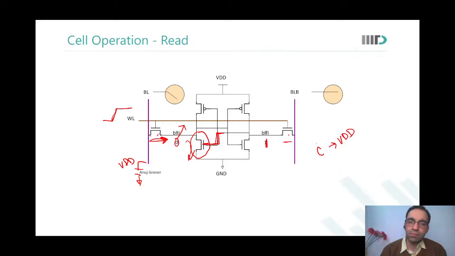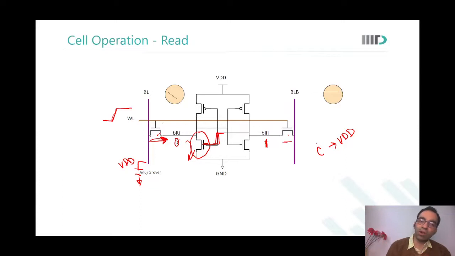The discharge from BL will happen at a slower rate. Yes, sir. But still more worrisome is, you stored a 1 here, you stored a 0 here. Now this is no longer 0. This is almost 1. So what happens? My data can get corrupted.